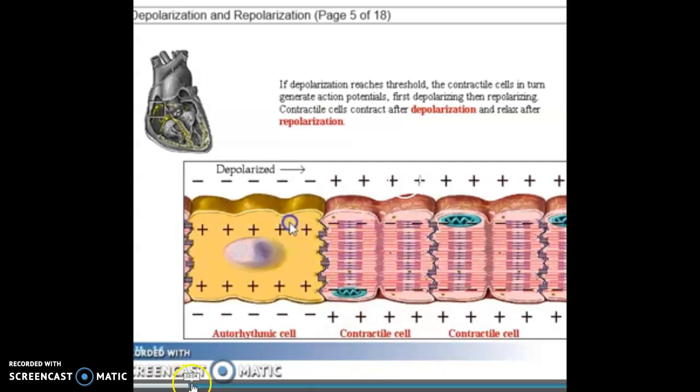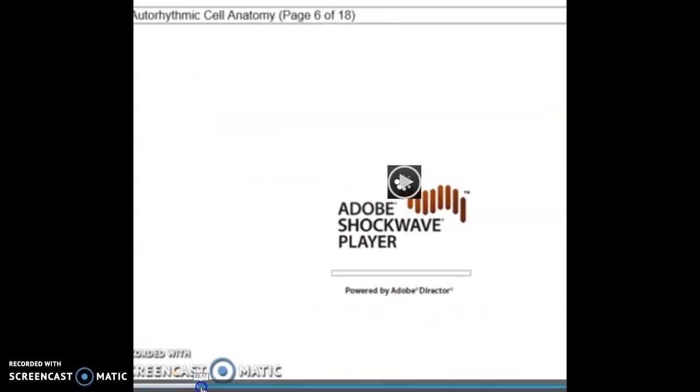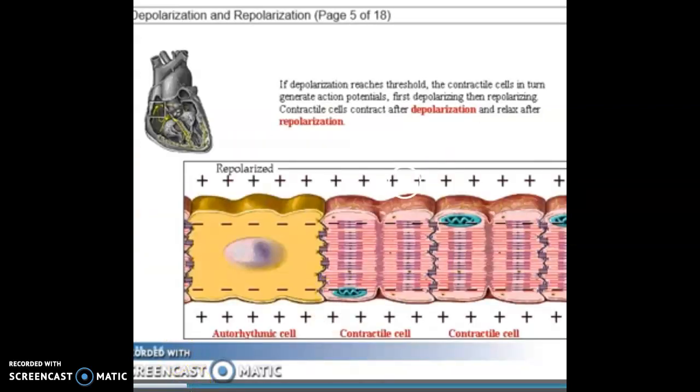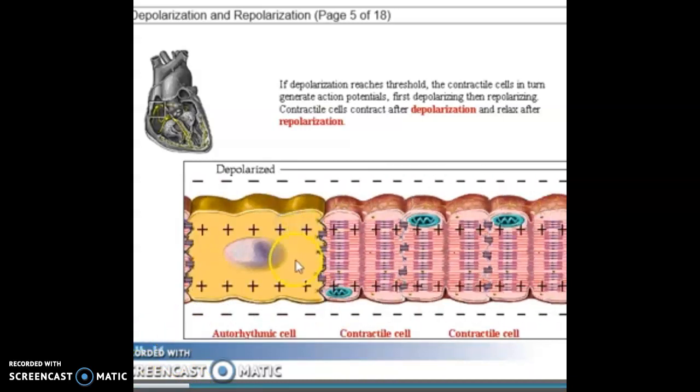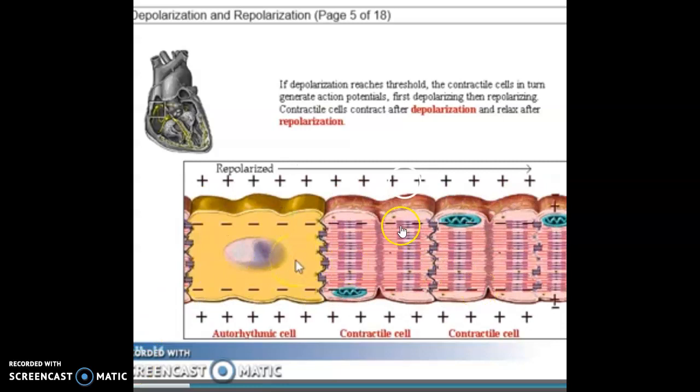So notice that the next cell, well, let me notice then. Okay, so notice that those cells depolarized, and then when they go back to negative, they have repolarized. Well, in the contractile cell, it depolarizes, which triggers contraction, and then it repolarizes, which then triggers relaxation. So again, that occurs from cell to cell to cell in a specific order.